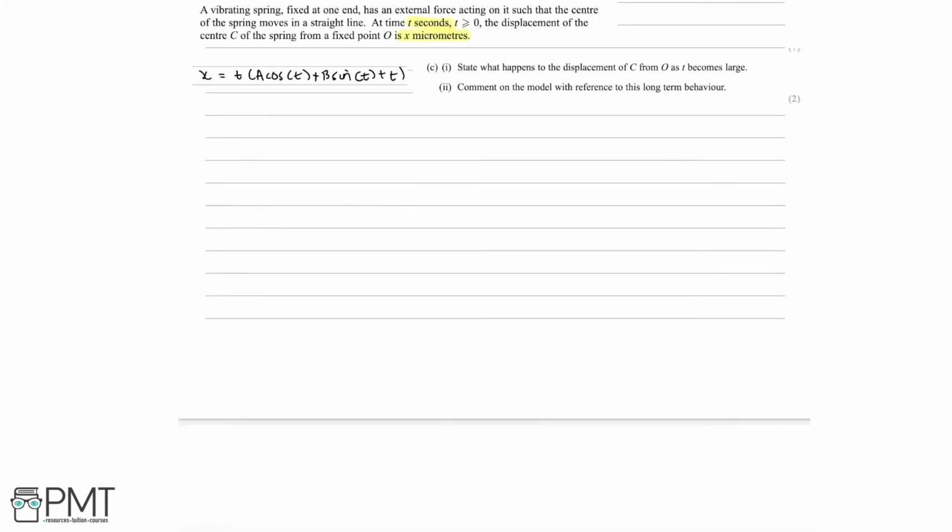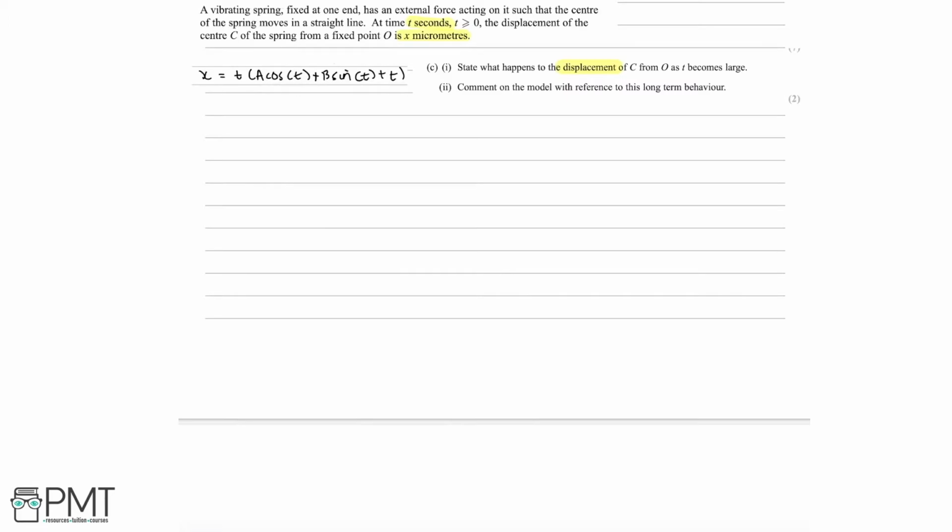So in part C, we want to state what happens to the displacement of C as t becomes large, and thus we want to comment on the model with reference to this long-term behavior. So this is our function x, which shows our displacement in terms of t. Well, if you increase t over here, what's going to happen is that our displacement x is going to become very, very large. Let's examine why.